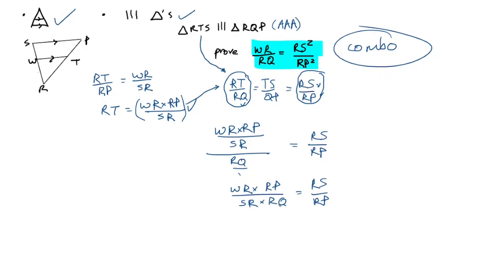So all I need to do is get rid of the RP that's up here. That's going to move down to the bottom. So that will make a RP squared. I want to get rid of the RS. That's going to times up here. That will give us the RS squared. And I'll be left with the WR and the RQ. And there I've proved what I needed to.